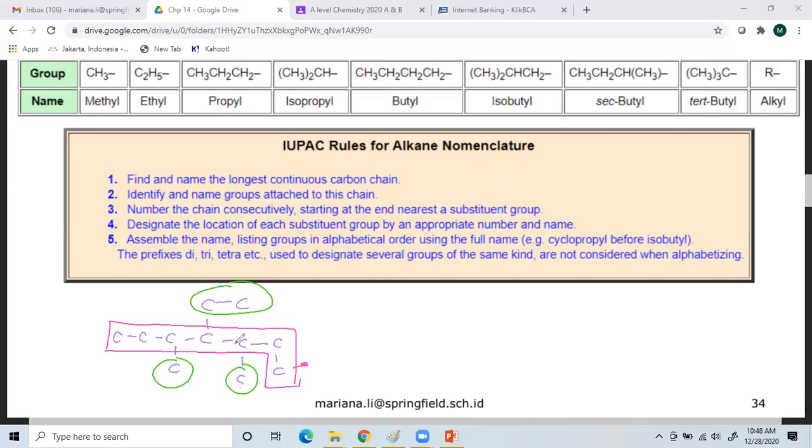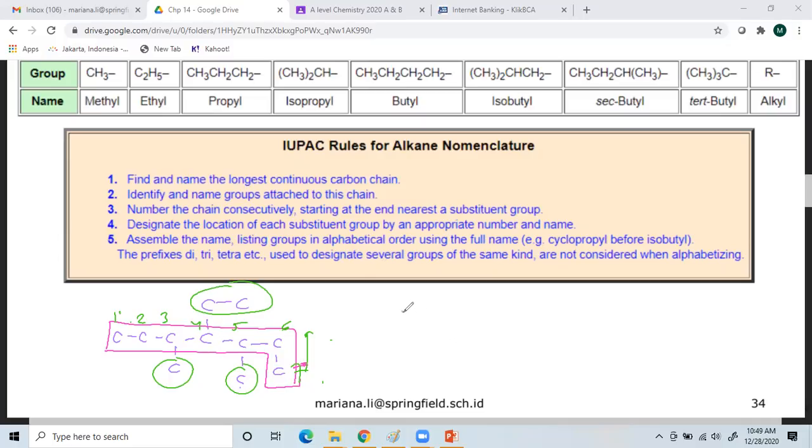Okay? So I can either number from left to right, or from below to this, since the number will be the same. 1, 2, 3, 4, 5, 6, 7. Yes, the branches are at the third and fifth carbon, methyl, and at the fourth there is an ethyl group.